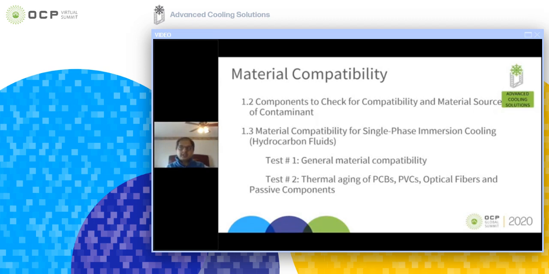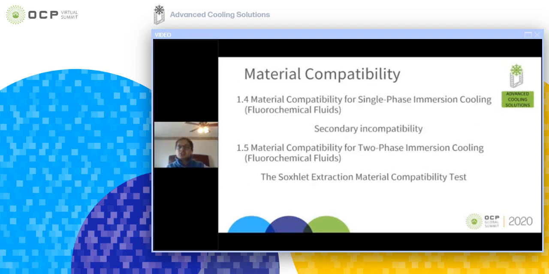So similarly, in an immersion-cooled environment, the electronics and also the supporting equipment like cables that you're putting inside may act as a source of contaminants. So we have provided a table which outlines common examples to take into consideration for such validation. With respect to material compatibility and the test methods, for single phase immersion cooling with hydrocarbons, we have provided different test methods.